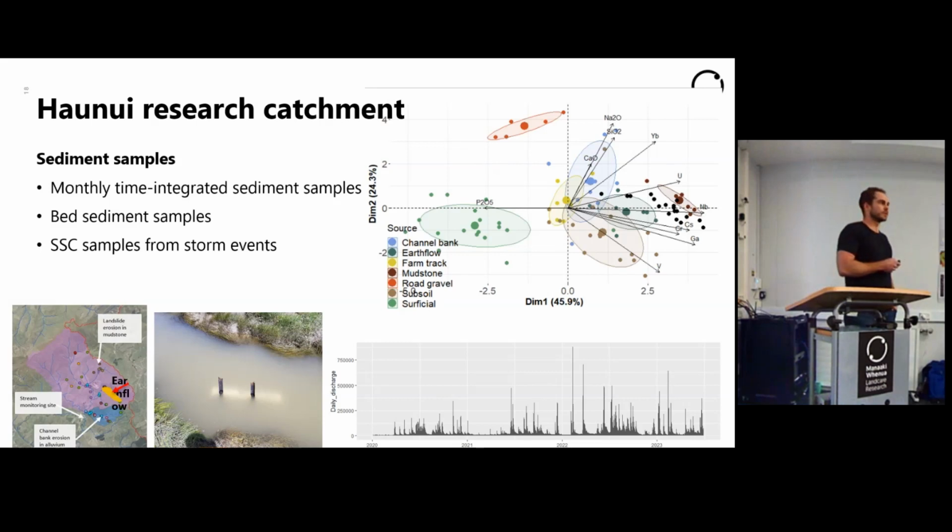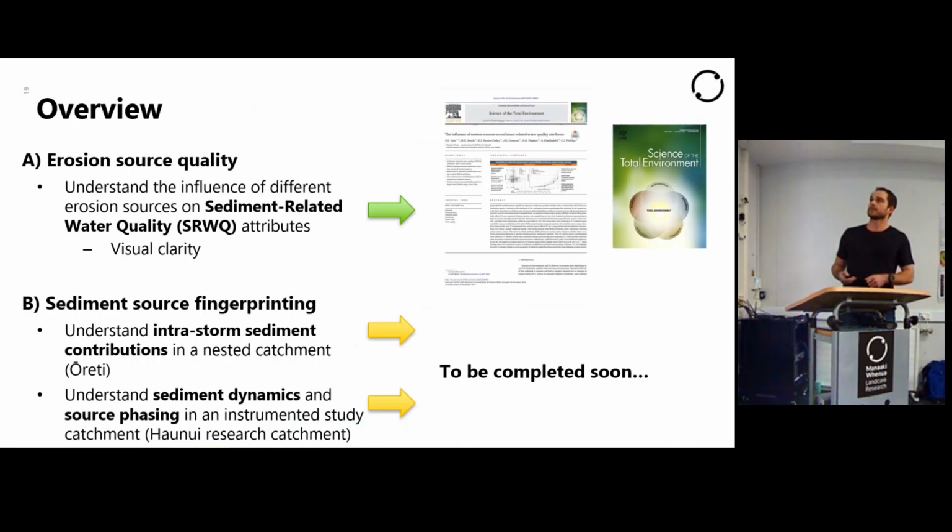Again, this is still very much a work in progress, but at some point we'll look to write this up and get a seasonal pattern of erosion process activation and delivery to the catchment using the fingerprinting approach. So this paper is done, and these two are to be completed soonish.